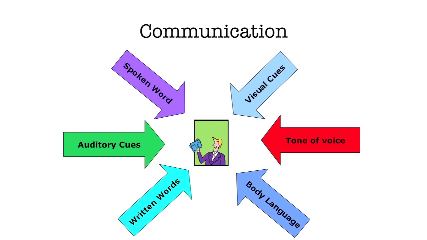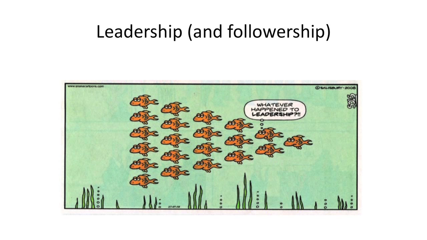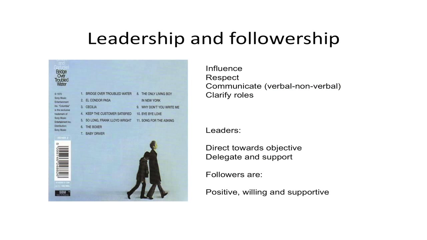You can see here that the spoken word, visual cues, auditory cues, the tone of voice, the body language that people use, and written words are all used in real life to communicate. It's very important in our simulation that we look at how people are utilizing communication. Another area that's important in simulation is leadership and followership. That's a rather bizarre view of leadership.